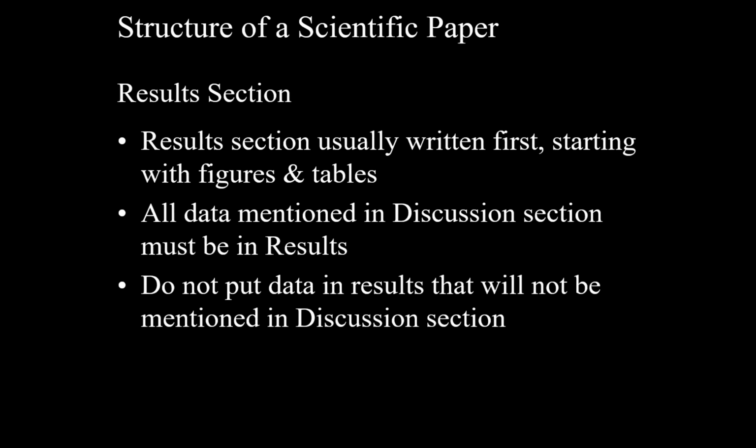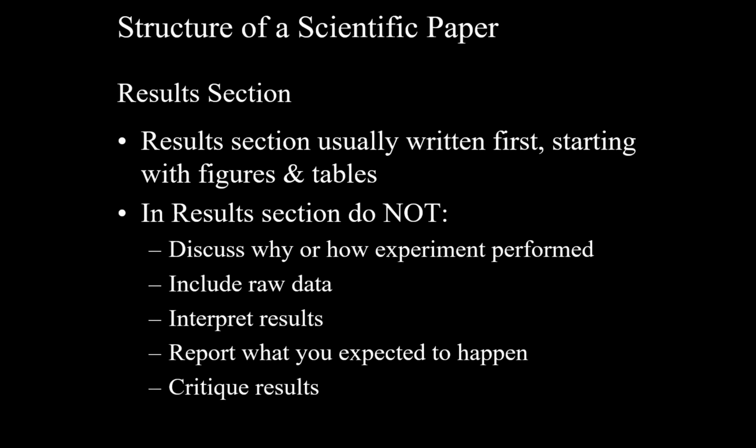And I have seen manuscripts where people have done that, where data is presented in the results section and then it's never mentioned in the discussion, and that gets flagged when I'm reviewing a paper. That gets flagged and it gets taken out, has to be rewritten. The results section can be surprisingly difficult to write because, well, the whole problem with the scientific paper is that these sections are pretty rigidly defined, and sometimes it feels unnatural to just keep the right information in each section. So in the results section, you do not discuss why or how the experiment was performed.